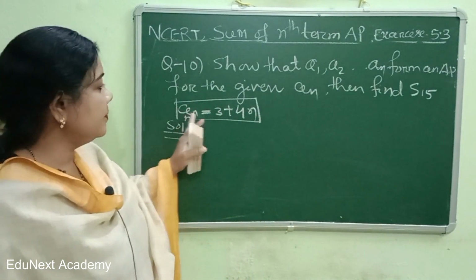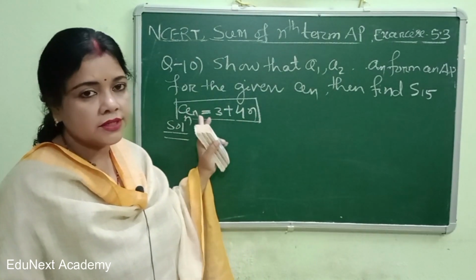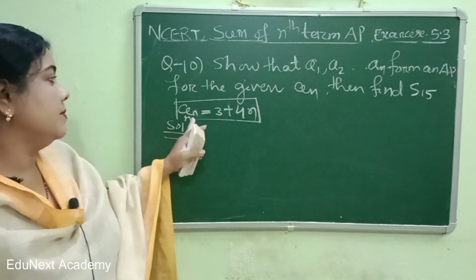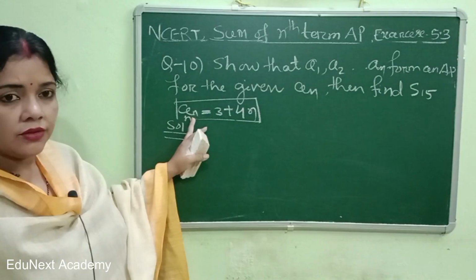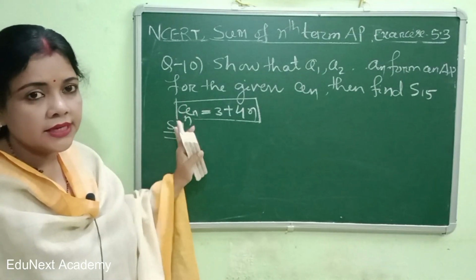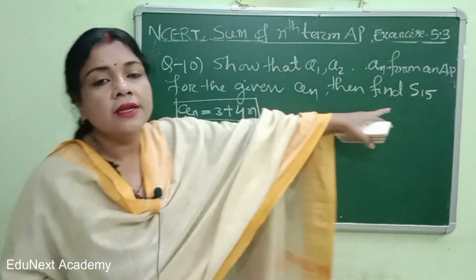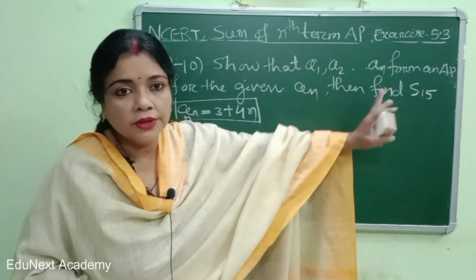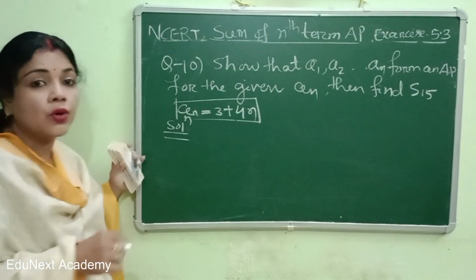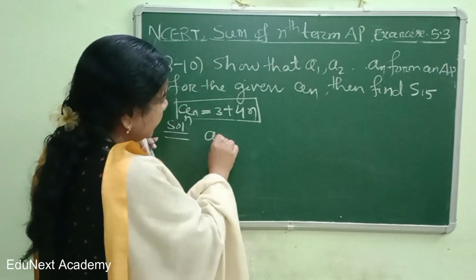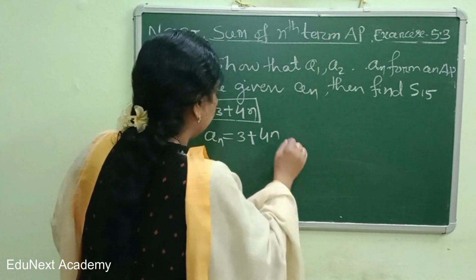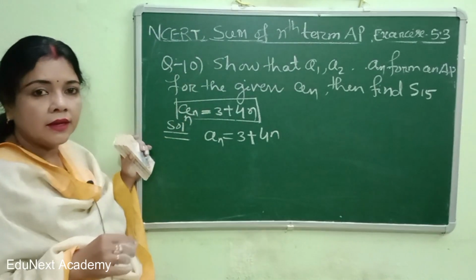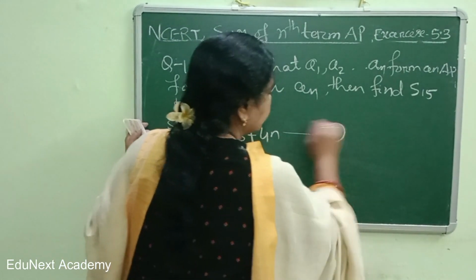If such type of condition is given, that means a n is the last term. Obviously, we don't know, we have to find out the difference and the first term. Then we can find out the 15th term sum. Okay. So now, how to solve this? So given a n is equal to 3 plus 4n. Let it be equation 1.